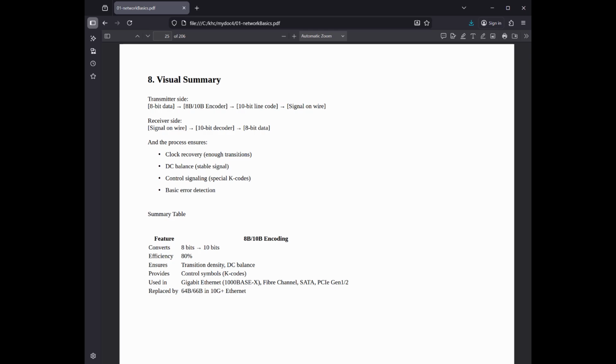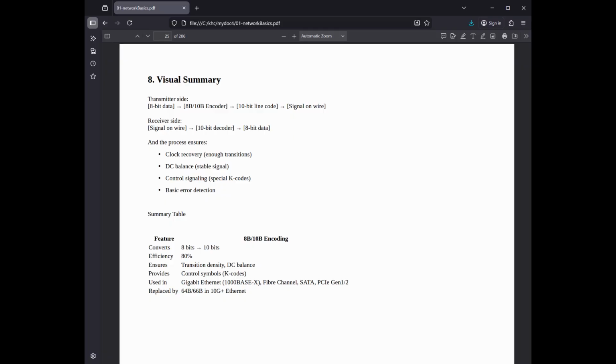3. Synchronization signaling. It inserts K symbols, like idle codes or start-of-frame delimiters, into the stream to manage the link and help the receiver establish alignment. 4. Serialization. It converts the parallel 10-bit symbols into a single, high-speed serial bit stream. 5. Transmission. It drives the physical signal onto the cable or fiber optic link at the required line rate, for example 1.25 Gbps for gigabit Ethernet.